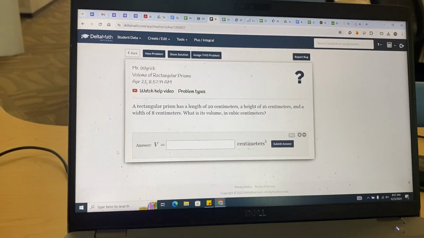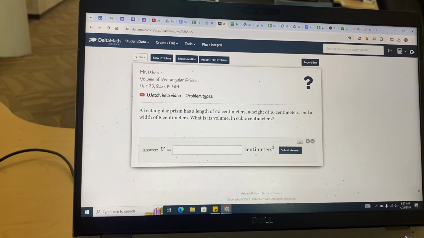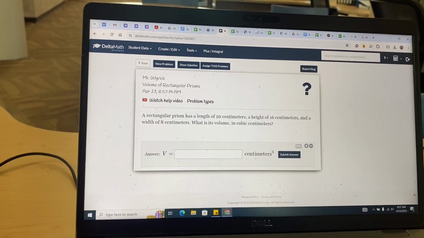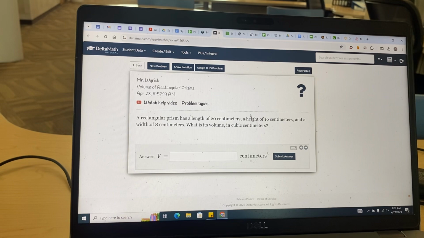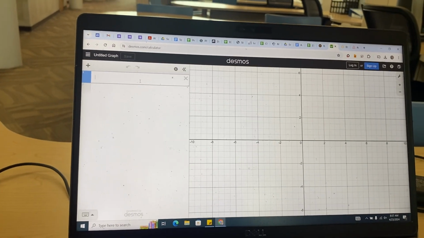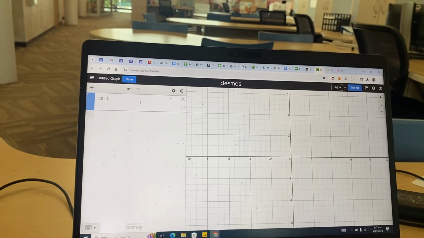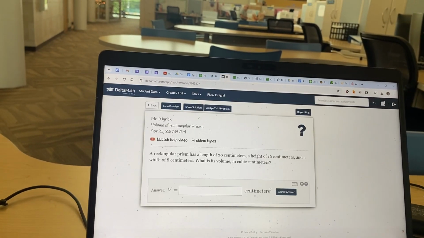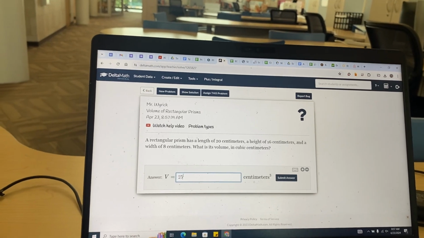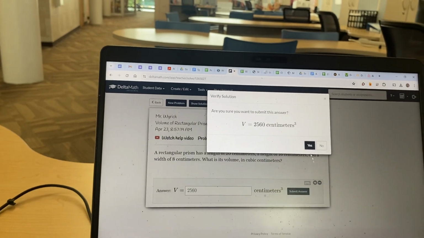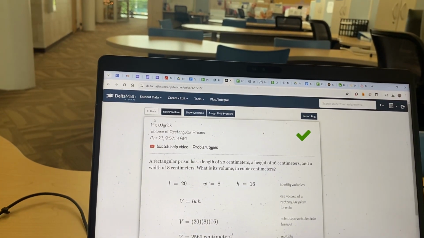The next one, the volumes of rectangular prisms. You do 20 times 16 times 8, so that'd be... I'm not quick on it today. Let's see, 20 times 16 times 8, 2,560. So the volume is 2,560. So when it's rectangular prisms, length times width times height is pretty much what gets you what you need.